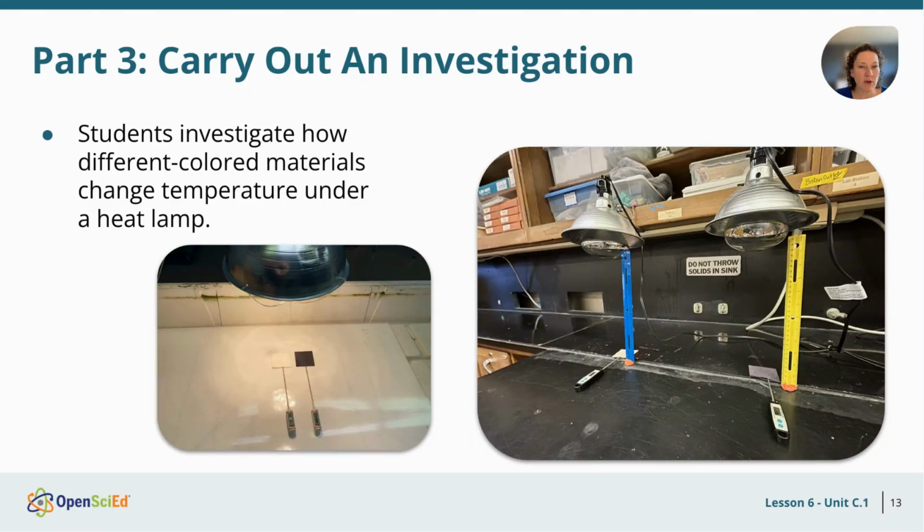Now for some key moments. The key moment in part 3, after planning the investigation to figure out how the microbeads prevent the ice melt, is where the students will investigate how these different colored materials change temperature under a heat lamp. This is where the students will generate their own evidence to see that both colors will heat up somewhat, but the darker color heats up more than the white or the lighter color.